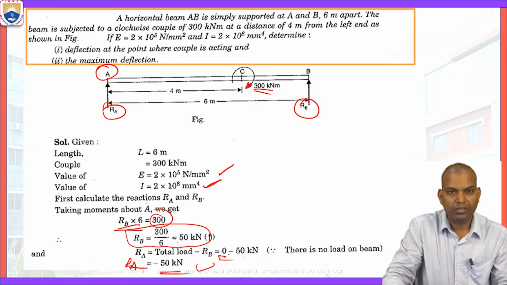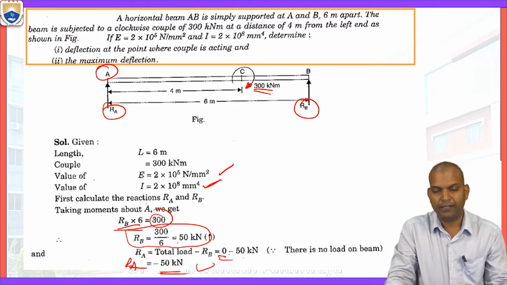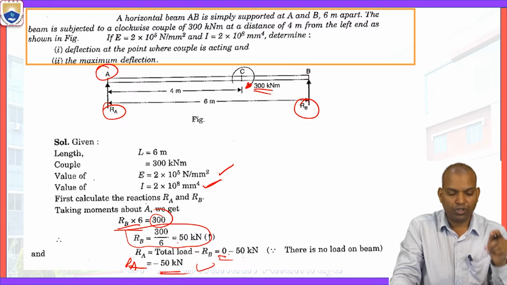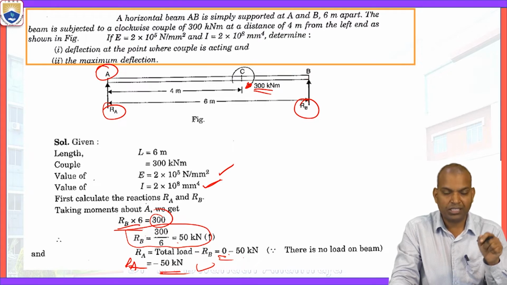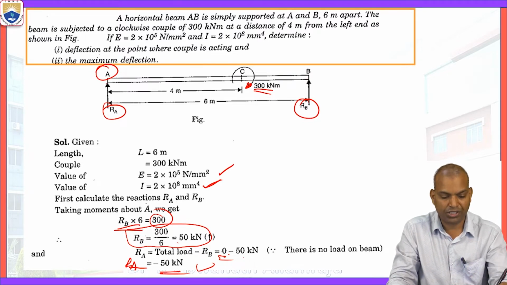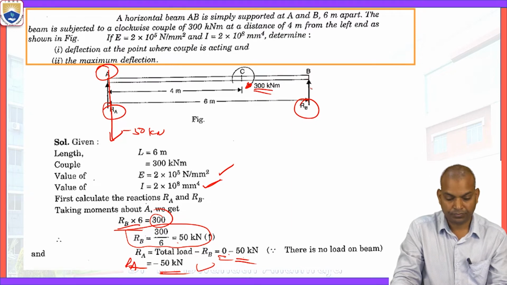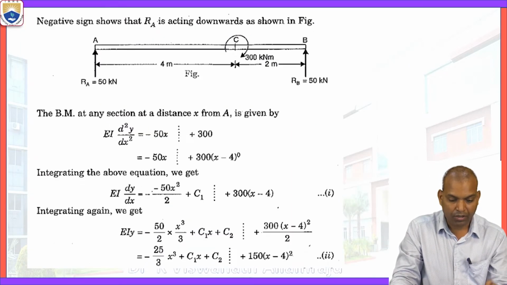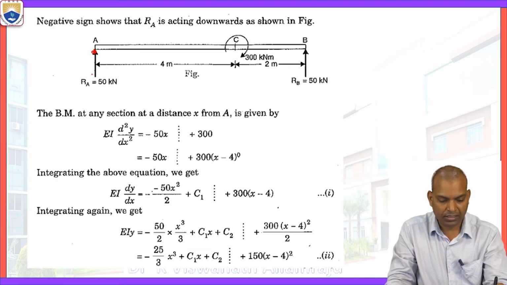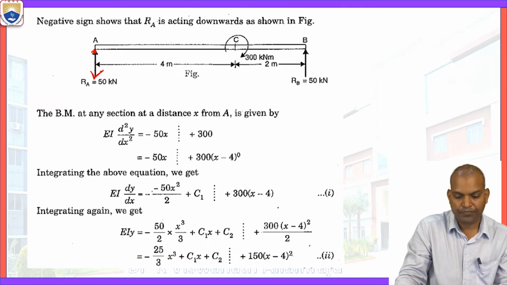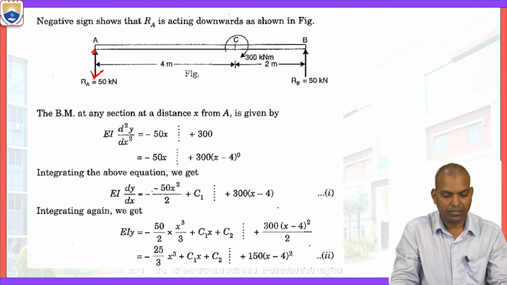You see how we consider, because of this moment, the force is acting what? The reaction itself is acting downwards. The reaction is acting downwards now, because of the negative value, minus 50. Minus 50 kilonewtons is the positive. Alright. Now, after considering this, RA is minus 50 and RB is plus 50.